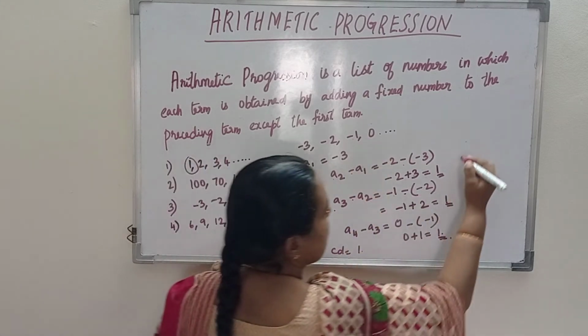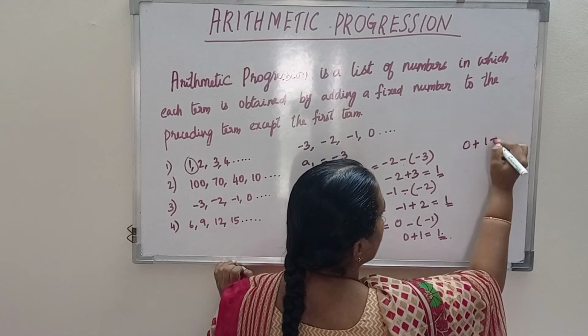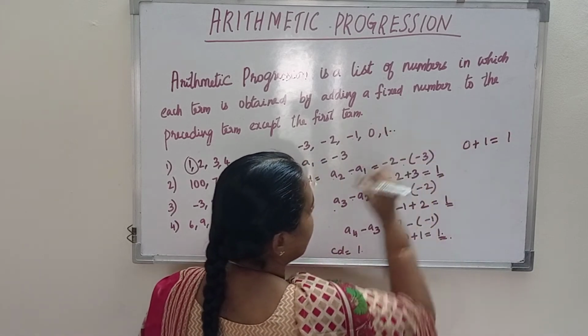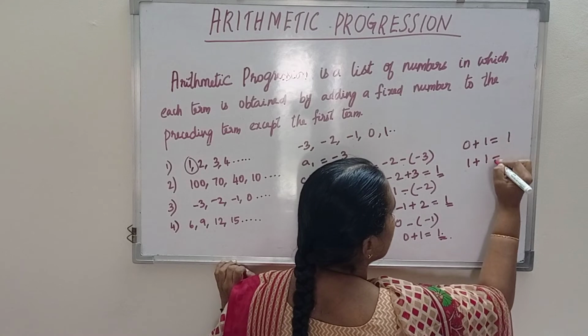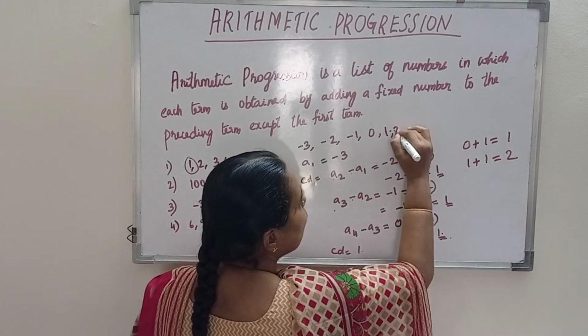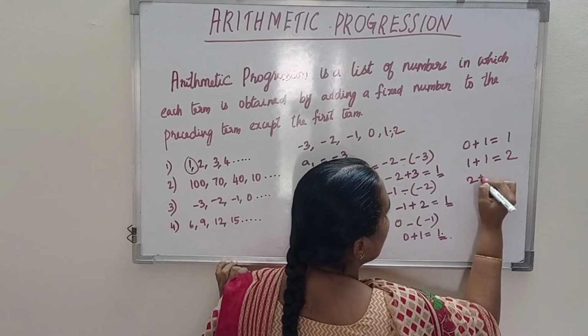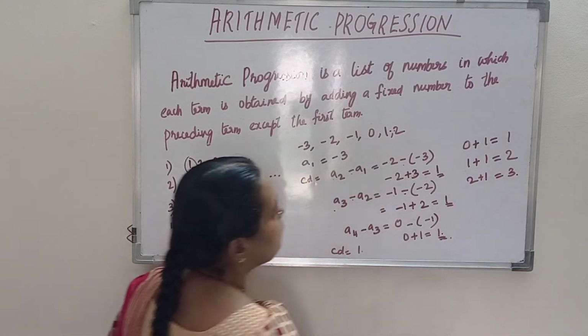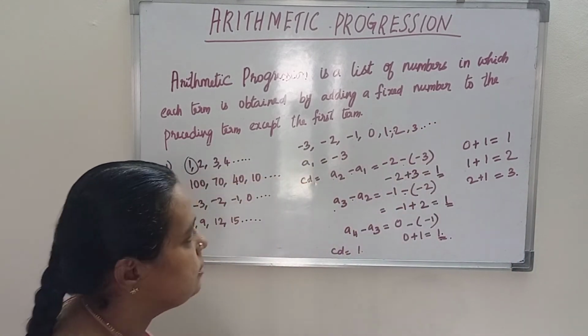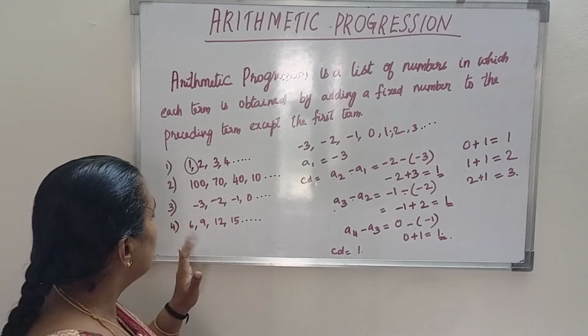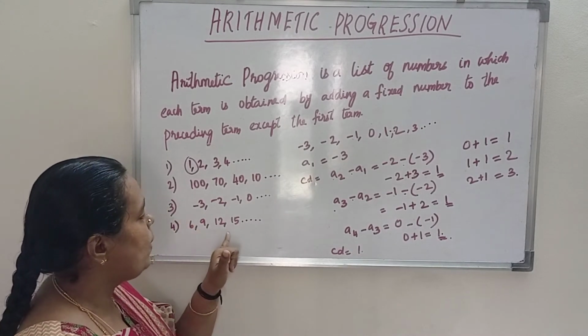So what will be the next term? 0 plus 1 is equal to 1. Again the common difference is 1. 1 plus 1 equal to 2. 2 plus 1 equal to 3. And the sequence continues. So friends, you try this sum 6, 9, 12, 15.